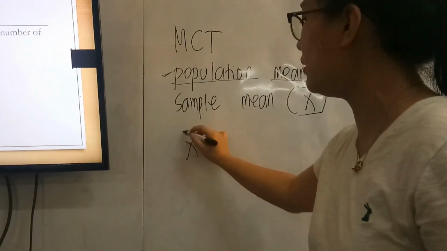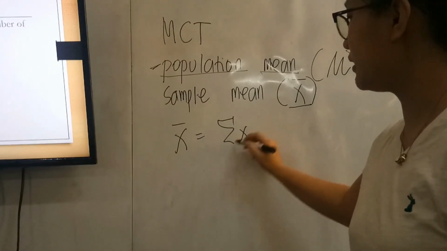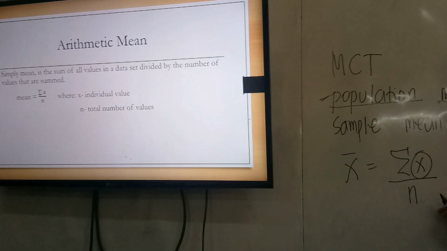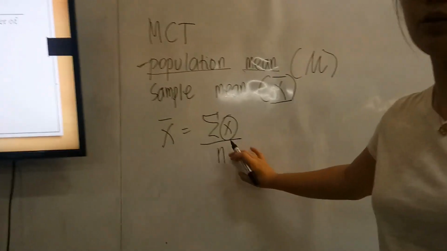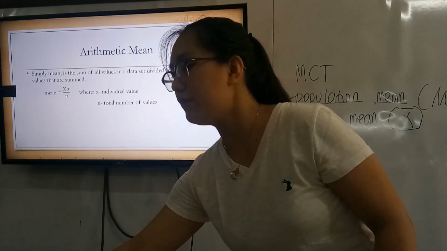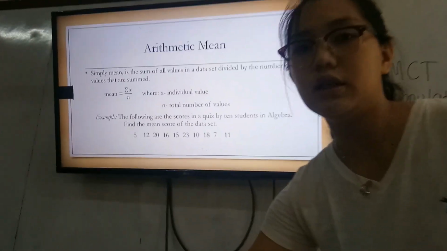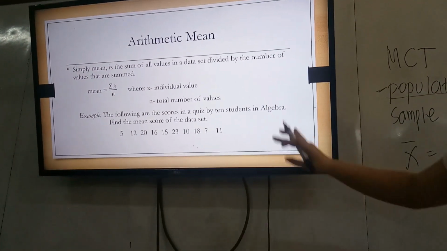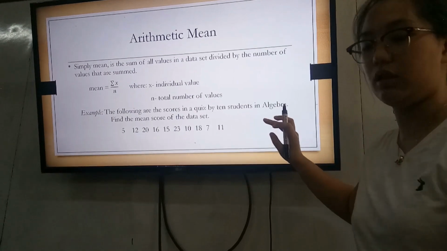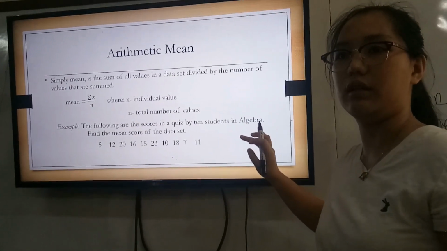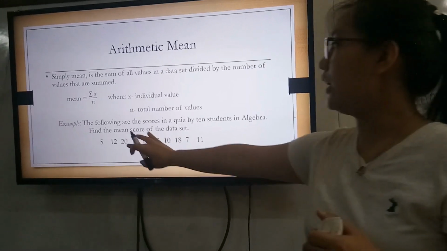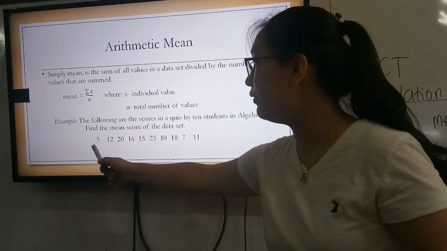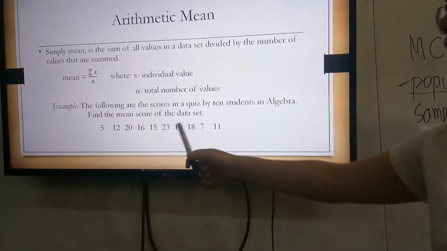So, it says there, your sample mean is this. You get the summation of x. What is x again? Coming from your formula, we have your summation of individual values over your n or your total values. Okay, let's have an example. All we have to do is to take the what? Average. Okay, so in here, kindly refer to your notes. This one are actually given 2 weeks prior the breakout of MCOL. So in here, it says there we have your 10 students in algebra and here are the scores. So we have 5, 12, 20, 16, 15, 23, and so on.